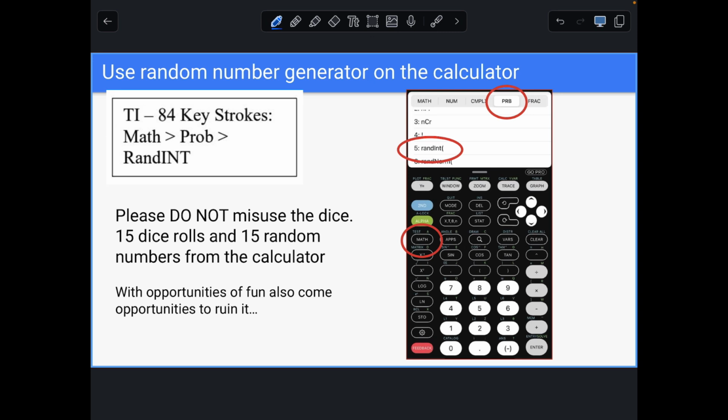First, you're going to hit the math button right here, right? Math button here. Then you're going to hit probability here. Then you're going to go to number 5, random integer. Okay, you're going to put your min as 1. You're going to put your max as 6. You're going to hit enter. It'll give you a number between 1 and 6, and you're going to repeat that process 15 times.